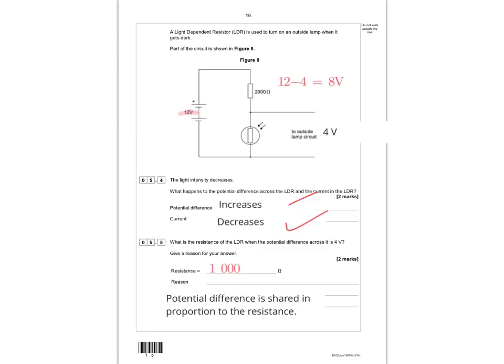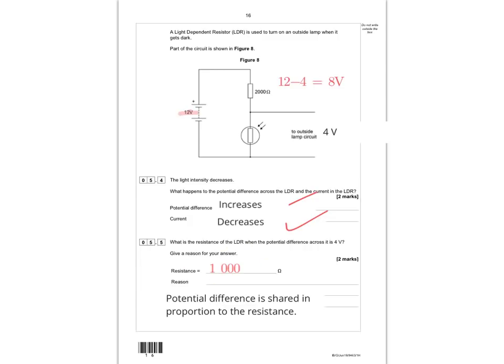And the reason for our answer being 1000 ohms is that the potential difference is shared in proportion to the resistance. So as I said before, we have a 2-to-1 ratio, so we have 2 volts being placed on the 2000 ohms compared to every volt that is placed on the LDR, and therefore because this value of resistance must be twice as high as this one, we've done 2000 divided by 2 to get 1000.